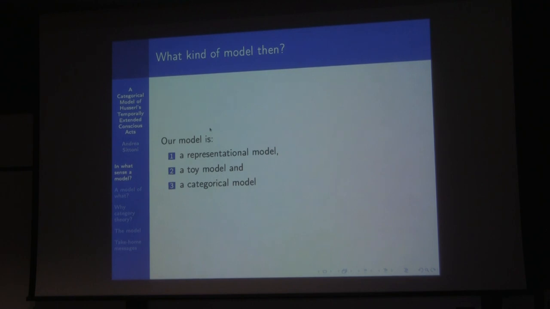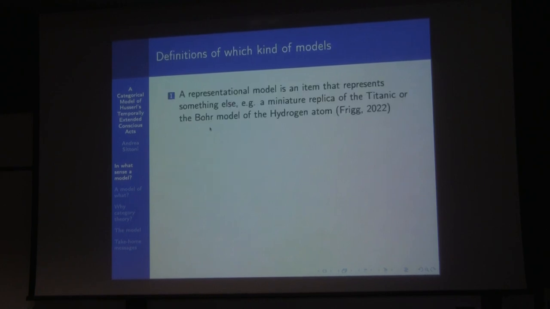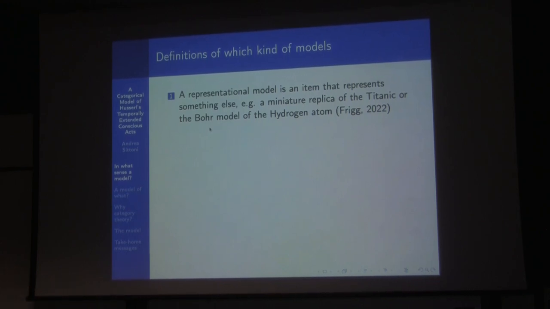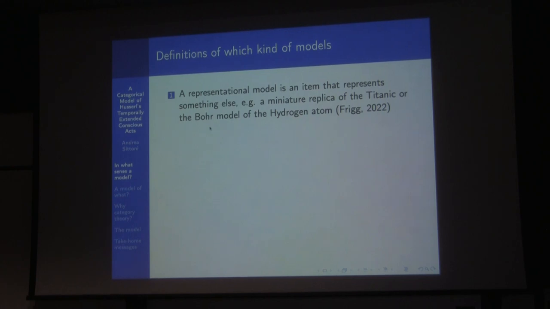And our model, in a nutshell, is, to be very precise, a representational model. There are various kinds of models in philosophy of science, and ours is representational. It's a toy model and a categorical model. But what does this mean? A representational model is an item that represents something else. For example, a miniature replica of the Titanic, out of plastic, out of wood, whatever, or the Bohr model of the hydrogen atom.